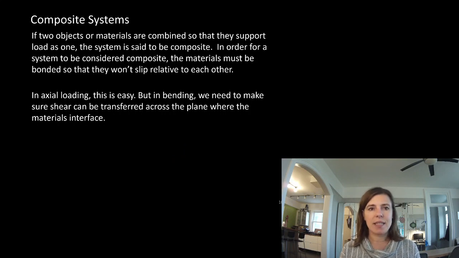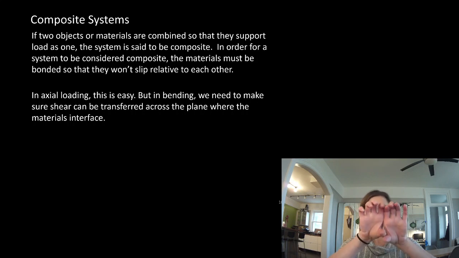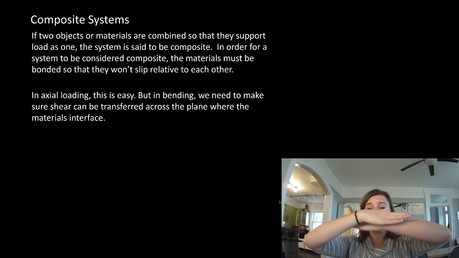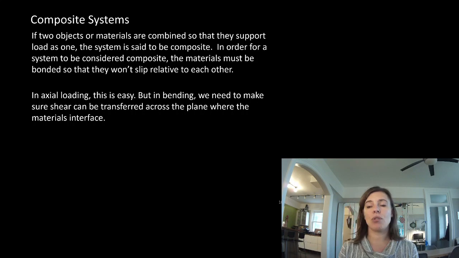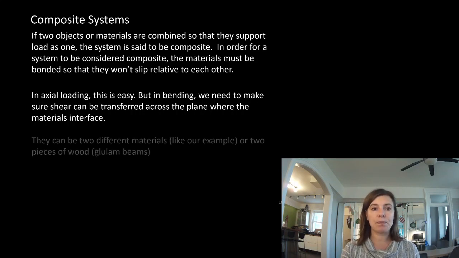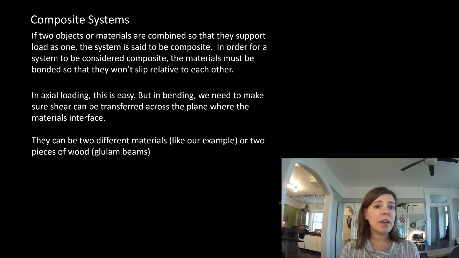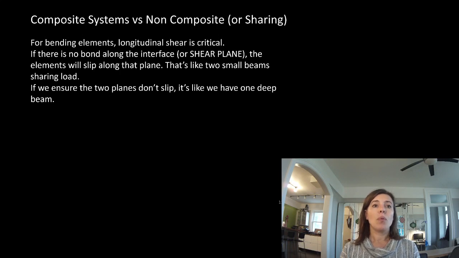So in axial loading, that's easy. We can just glue them together, or it's just load sharing. It doesn't really make that much of a difference. But in bending, we need to make sure shear can be transferred across the plane where the materials interface. So that act of shearing, not shearing in this plane, but shearing in this plane, we need to make sure the things won't slip relative to each other. So it could be two different materials, or it could be something like glulam beams. So, composite versus non-composite, or load sharing.